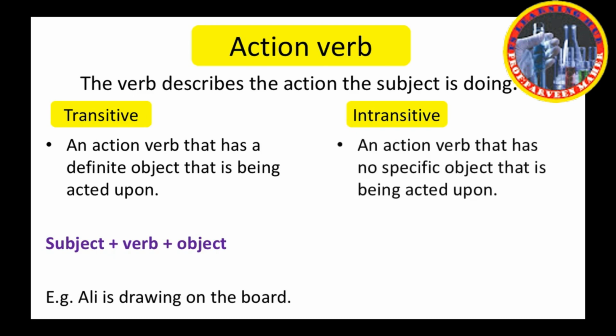Intransitive is an action verb that has no specific object that is being acted upon. So we just have a subject plus a verb. For example, Ali is drawing.